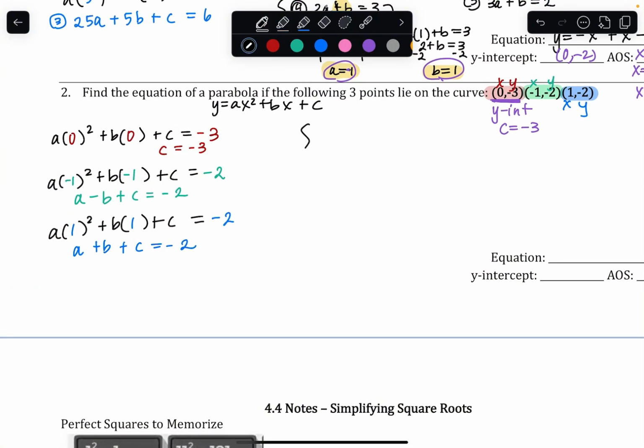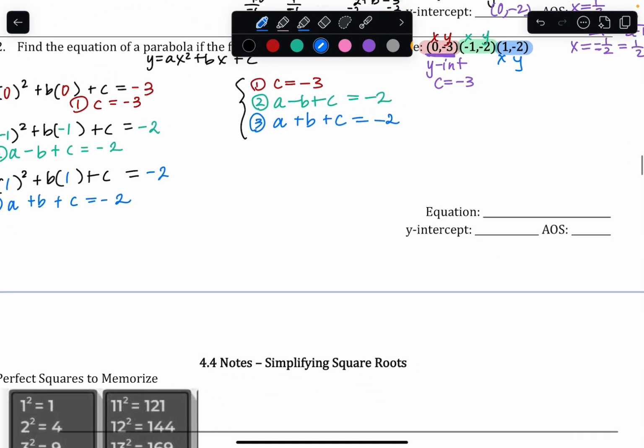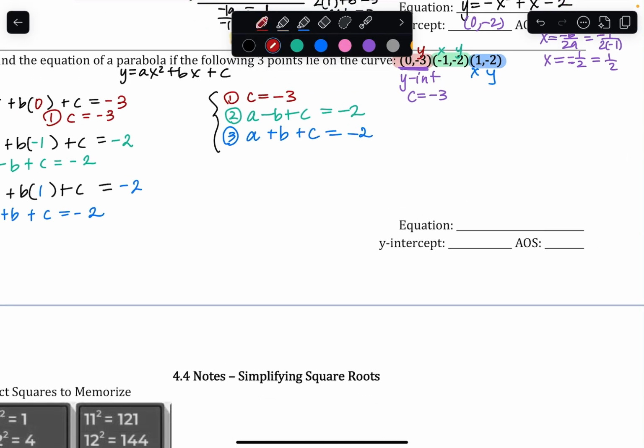Right? And so when I write my system, equation 1 is very simple. c equals -3. Equation 2 is a minus b plus c equals -2. In equation 3, a plus b plus c equals -2. Okay, and so because c is -3, we can go ahead and substitute that for our c's, and that will give us a 2x2 system right off the bat.